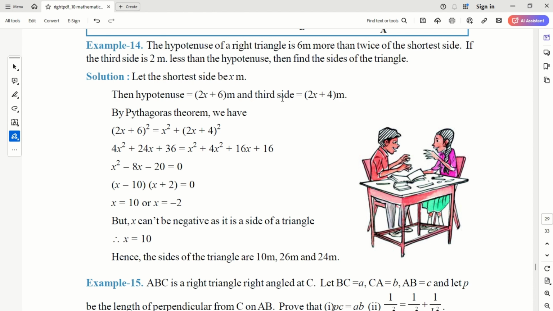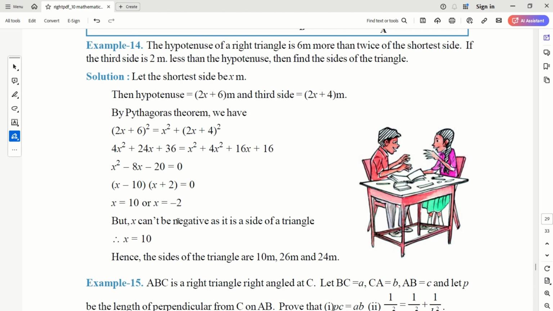Now you have three sides. Apply Pythagoras theorem. 2x plus 6 whole square equals x square plus 2x plus 4 whole square. You simplify, you will get x equals 10 or minus 2. Length cannot be negative, so you will take x as 10. So the sides are 10, 26 and 24. Next.